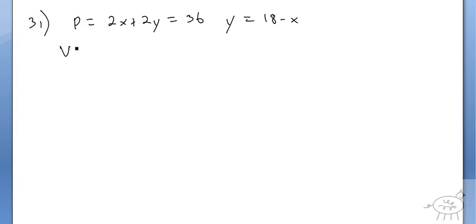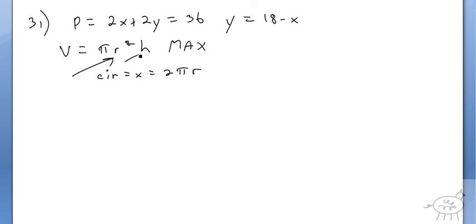And your equation for volume of a cylinder, volume equals pi r squared, the area of the base, times the height. So we're trying to maximize this. First of all, they give you the circumference is x. So circumference equals x, and the circumference of a circle is just 2 pi r. So if I solve for r here, to be able to substitute x and y into here, math fans, I get r is equal to x over 2 pi.